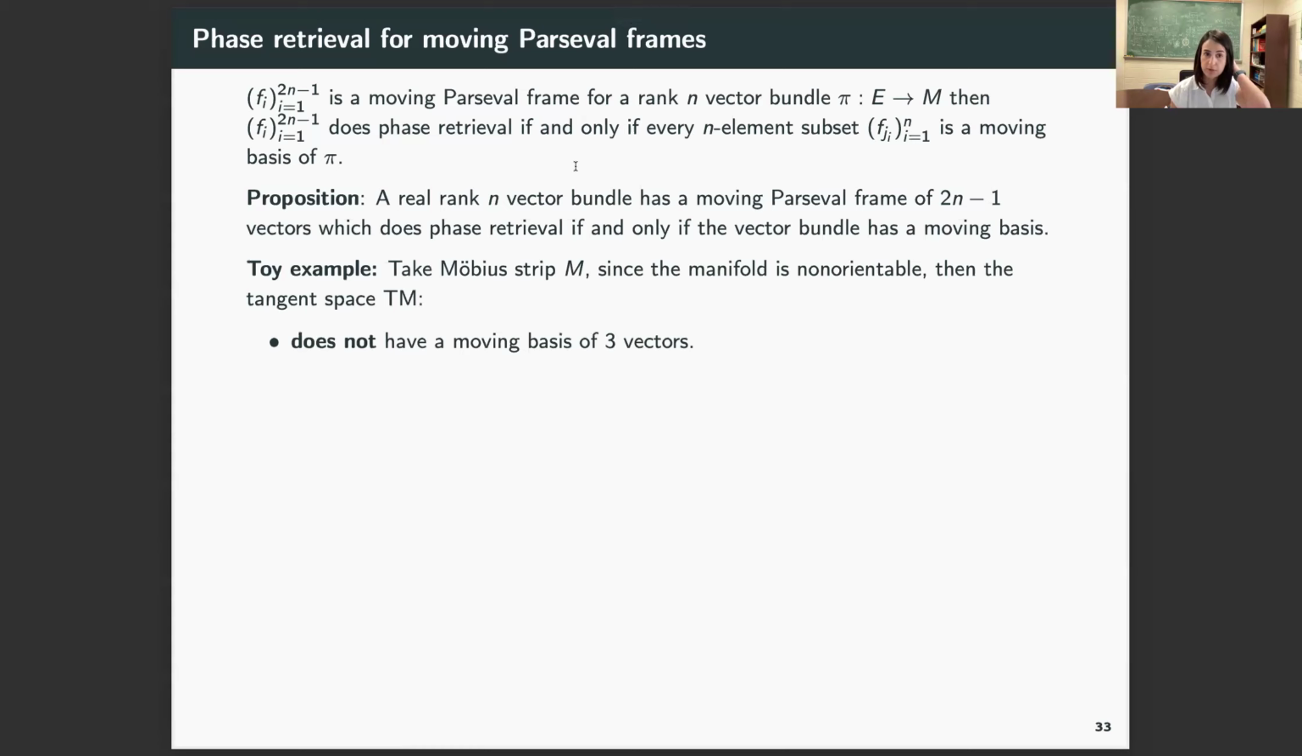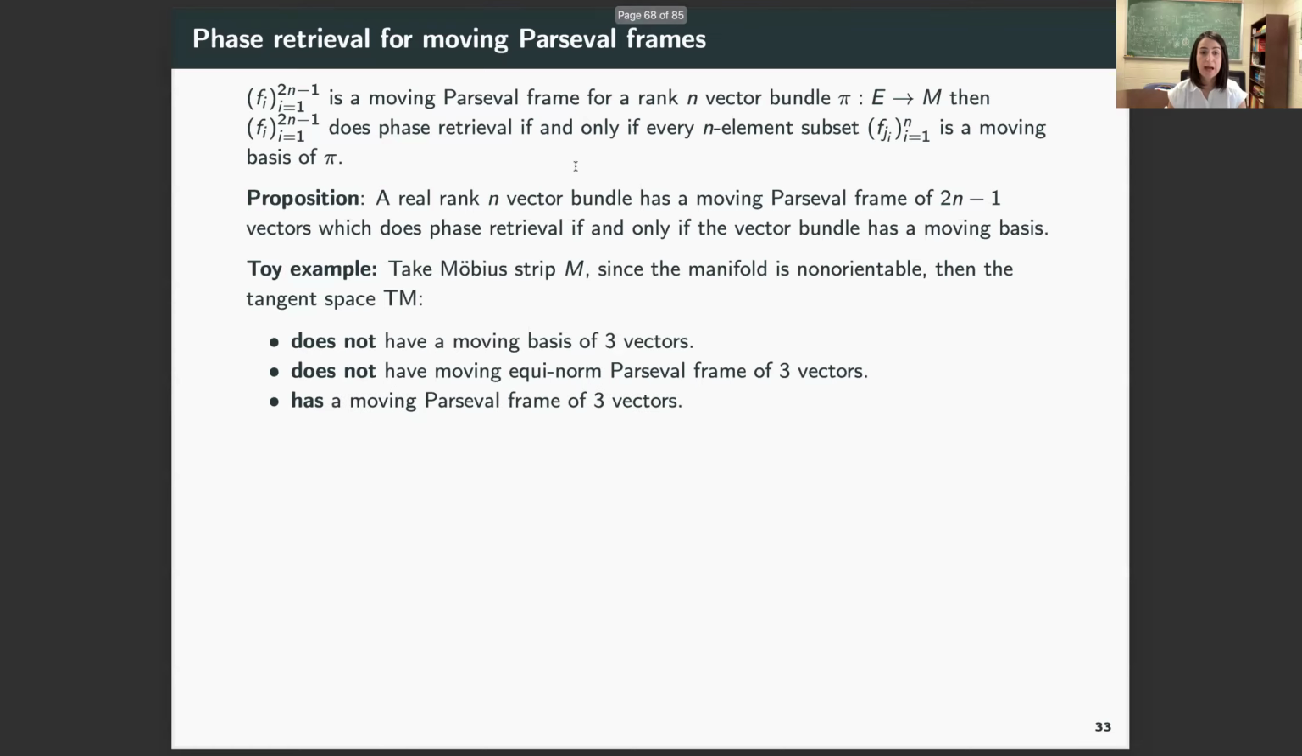In a toy example of a Mobius strip, since the manifold is non-orientable, the tangent space has certain properties. The tangent space does not have a moving basis of 3 vectors. The tangent space does not have a moving equinorm parsable frame of 3 vectors, but it has a moving parsable frame of 3 vectors, and it does not have a moving parsable frame of 3 vectors which does phase retrieval.